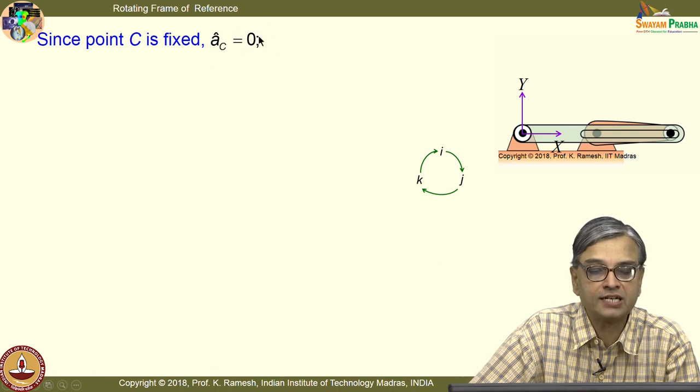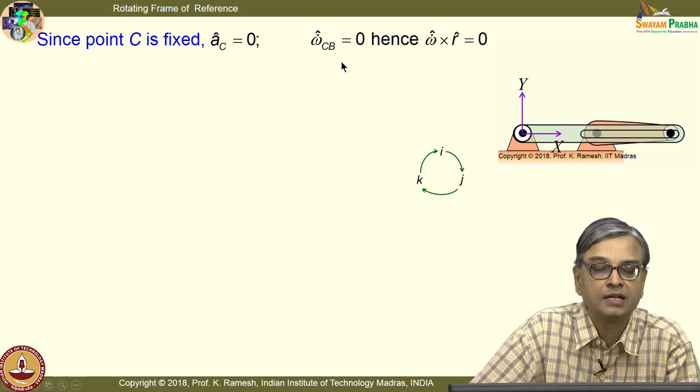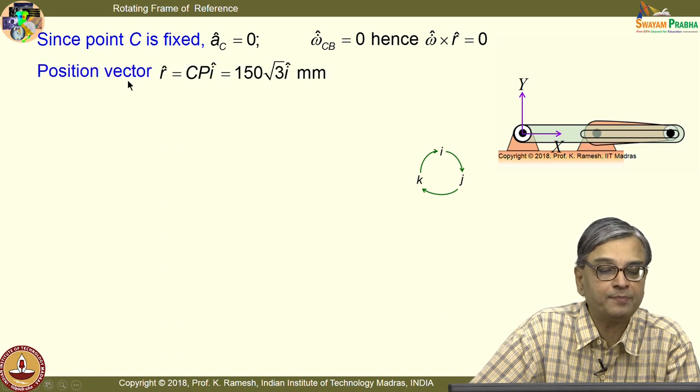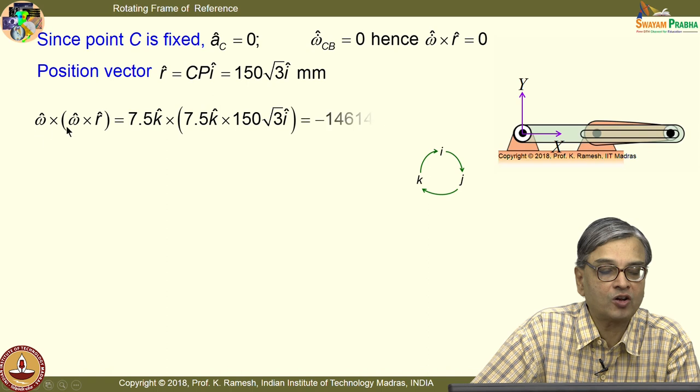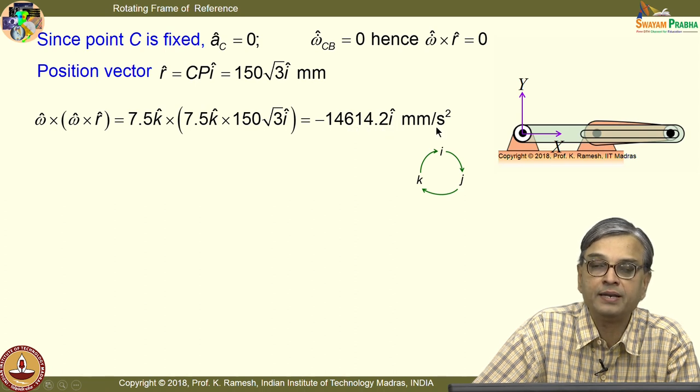And you are conscious that the point C is fixed, so I have AC is 0. And then I have already discussed, we are having a constant angular velocity. So, omega dot CB is 0. So, omega dot cross R is 0. And you have the position vector CP as 150 root 3 I millimeter. We have seen this computation several times earlier. And we have this omega cross omega cross R. So, that turns out to be -14614.2 I millimeter per second square.